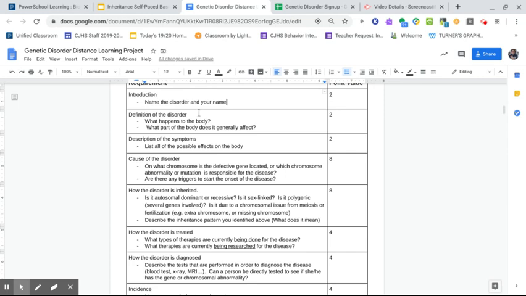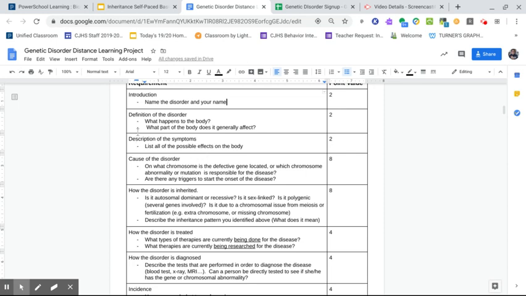You're going to have to define it. What happens to the body? What part of the body does it affect? Does it affect the hair? Does it affect the skin pigmentation? Does the body start to shut down? Does it stop producing something? List all the possible effects on the body. So if you were to go and see a doctor about the disorder, what would some of the symptoms be that the doctor would be asking you about?